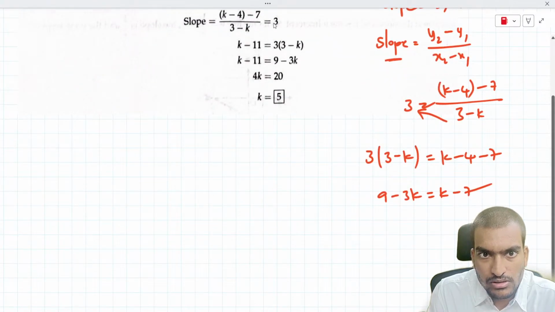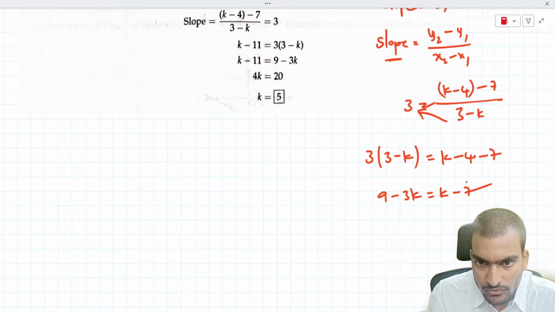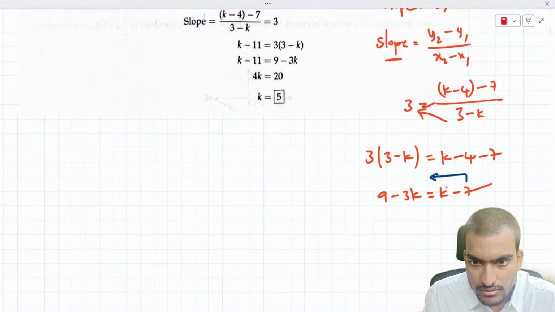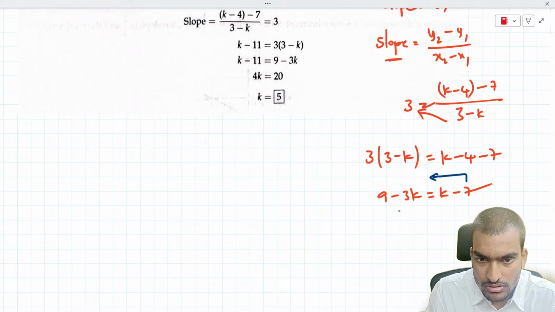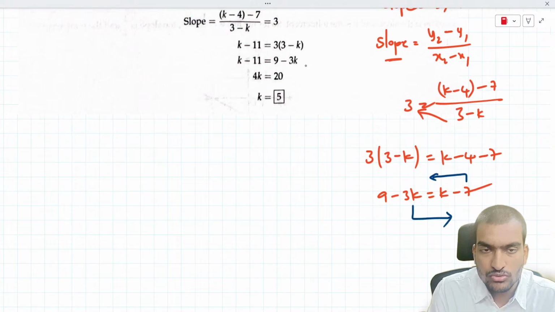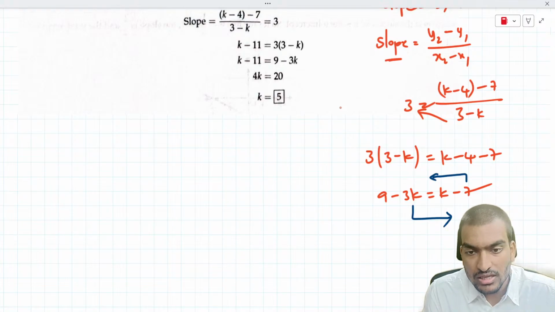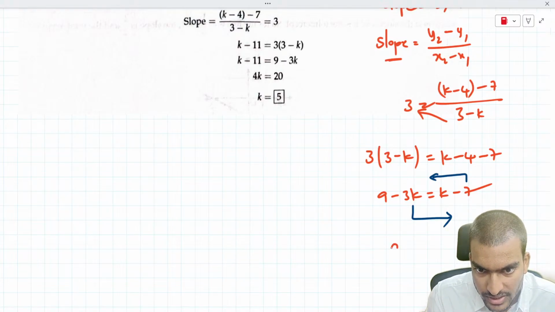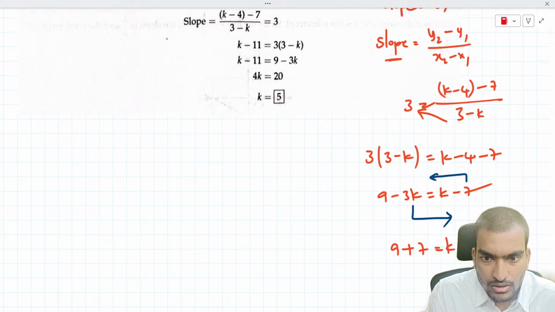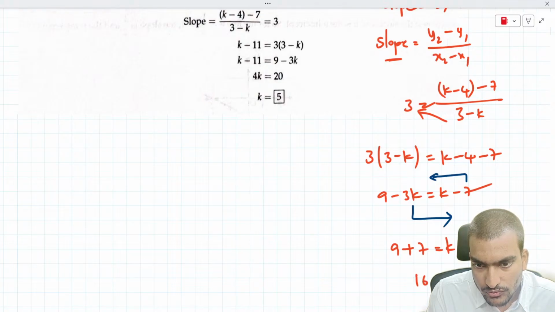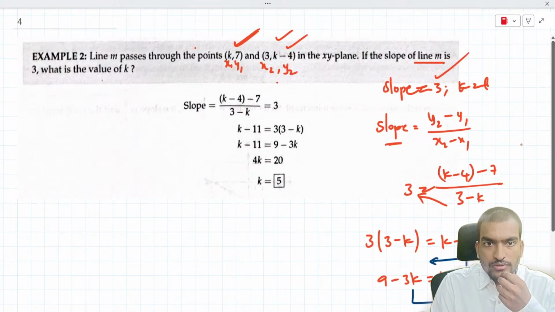Let's try to keep all these k terms on one side and constant terms on one side to get the value of k. So I move this negative 3k to the right-hand side, and I move this negative 11 to the left-hand side. Then they become 9 plus 11, that equals k plus 3k. So that's going to be 4k, and 20 equals 4k. 4 ones, 4 fours. The k value equals 5. This is how we got the value of k.